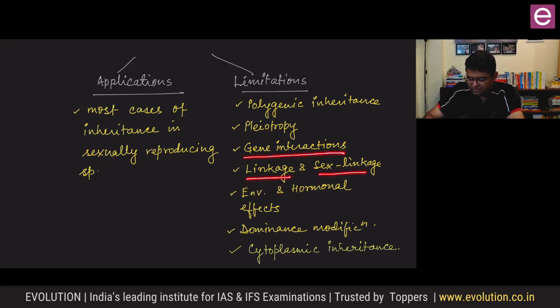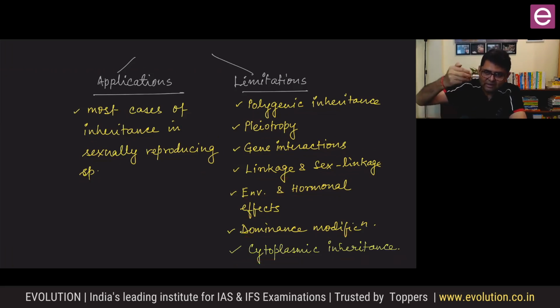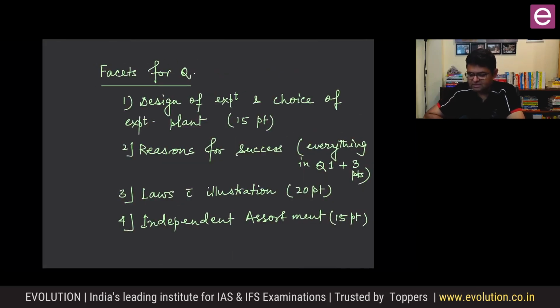Linkage and sex linkage, it will not be followed. If there is environmental and hormonal effect, it will not be followed. If there is codominance, incomplete dominance, it will not be followed. If there is cytoplasmic inheritance, it will not be followed. So although the list of limitations is a long list, let me tell you very clearly that despite this so-called long list, in most cases, most of the traits are Mendelian traits in sexually reproducing organisms. So that's the thing. And these are the questions that you have to practice.